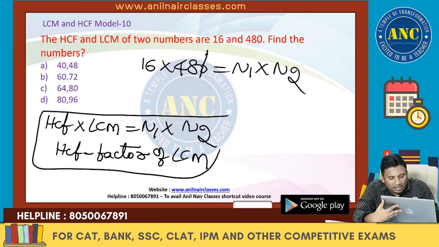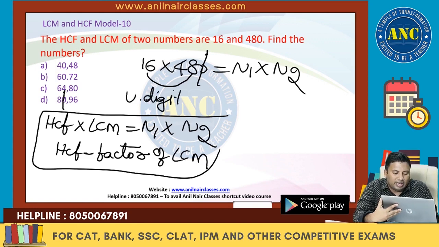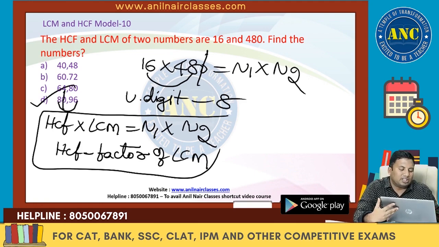If I eliminate the 0 in the question, what is 6 8s? 48. The unit digit is 8, so the answer option's unit digit should be 8. 8 6s are 48. Option is D. I hope it is clear.